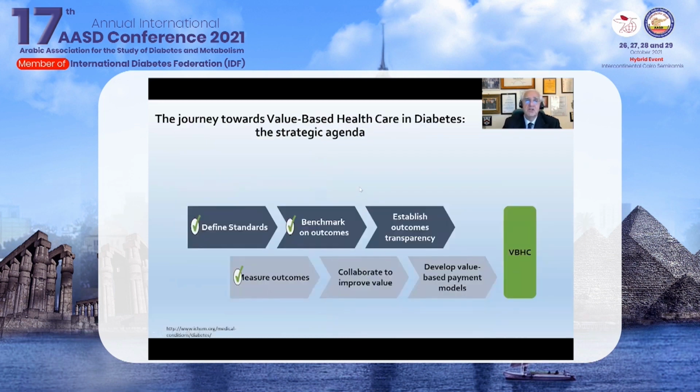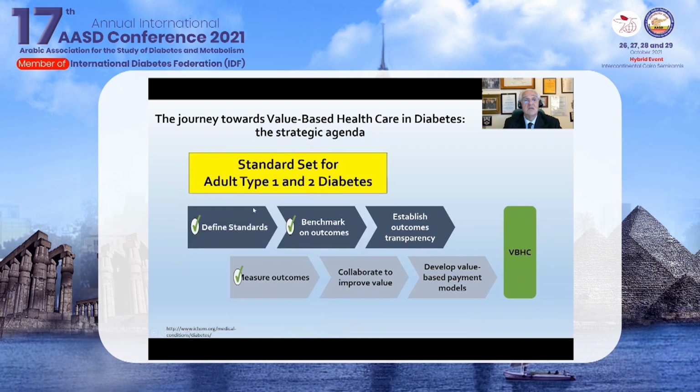So there is a journey toward value-based healthcare in diabetes, which requires a strategic agenda, starting from the definition of standards, to the benchmarking on outcomes, and to establishing outcome transparency. That requires measuring the outcomes, collaborating to improve value, and developing value-based payment models. But the first step is the definition of standards.